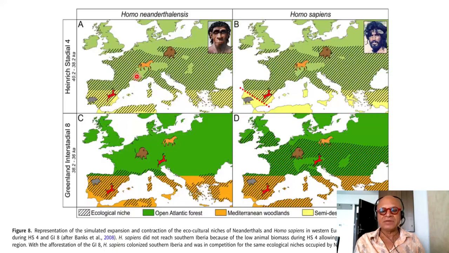density of animals on which they would have depended, and the ecological niches and open Atlantic forests. So you can see there are Mediterranean woodlands more in these interstadials, whereas during stadials you don't have the Mediterranean climate and the woodlands. They get converted into semi-deserts during cold periods. So you can see the shift in vegetation here, going from ecological niches changing because of the shifts in forests from open Atlantic to steppe.